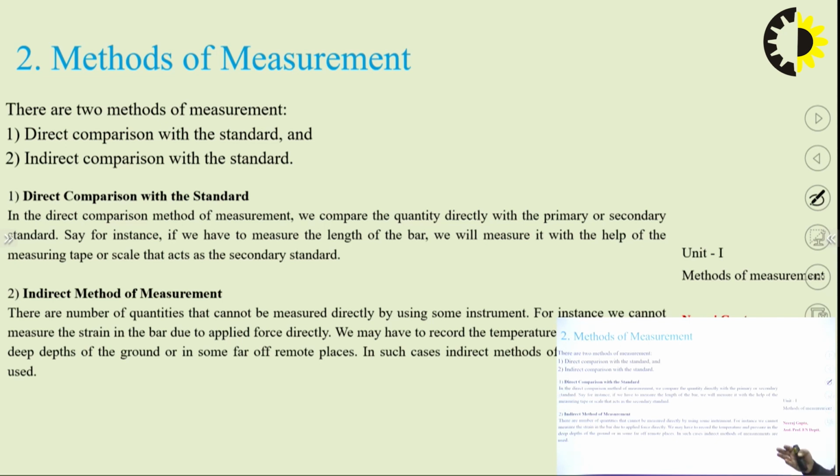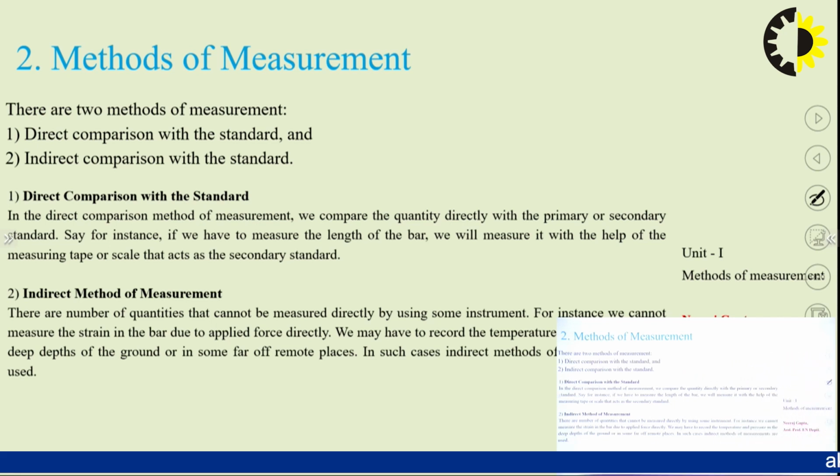Where the quantity is directly available to us, for example length or mass, we can directly observe it. The level of a liquid is directly available; we can measure these in terms of length and displacement. But in case of quantities like pressure, force, humidity, and temperature, we cannot measure the quantities directly. We have to measure them in terms of some other quantities. Those methods are called indirect measurement.